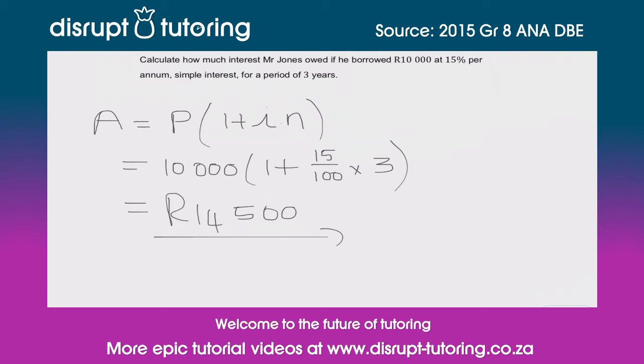Now the thing is, guys, they haven't asked us what the total amount paid at the end of the period would be. They've asked us specifically how much interest Mr. Jones owed. Now remember, interest is the amount that is extra that he has to pay. So if Mr. Jones originally borrowed 10,000 Rand and he eventually paid back 14,500 Rand, what would the total interest be? So we would know that the total interest would simply be 14,500 Rand minus the original amount that he borrowed, which was 10,000 Rand.